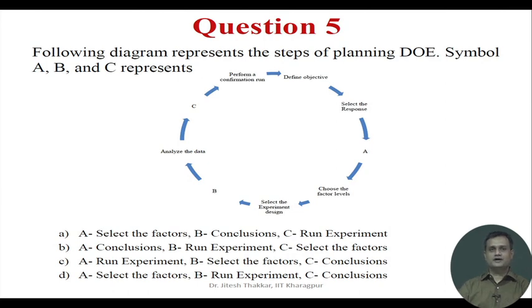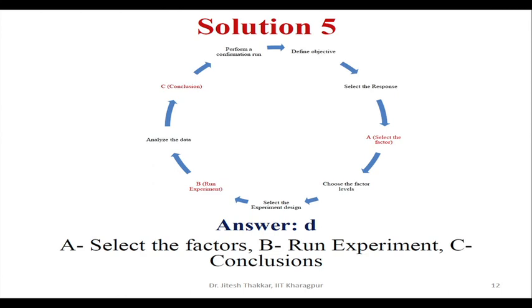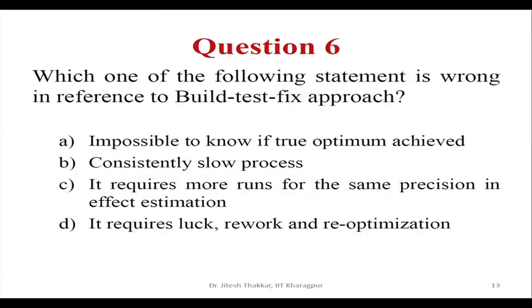Now, see the question 5. Following diagram represents the steps of planning DOE. Symbol A, B and C presents. So, you are supposed to identify that what this A, B and C represent, and we have 4 options. For example, option A, A select the factors, B conclusions and C run experiment, and likewise. So, correct answer is D, A select the factors, B run the experiment, C conclusions.